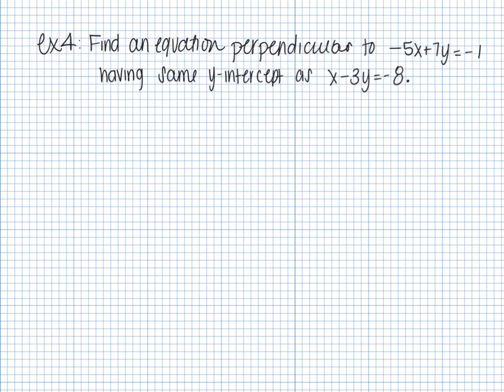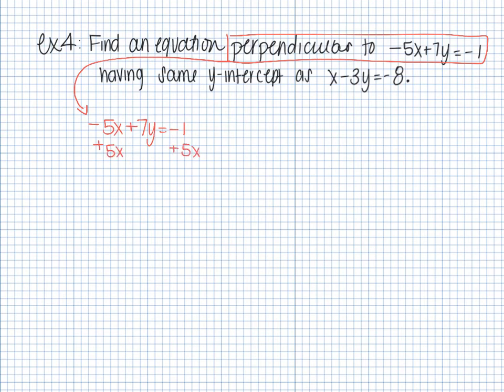All right, last example. Find an equation perpendicular to negative 5x plus 7y equals negative 1, having the same y-intercept as x minus 3y equals negative 8. So this is kind of like they've asked me two parts. First thing, I want to be perpendicular to this. So let's talk about what that means. Perpendicular lines have opposite reciprocal slopes. So that means I'm going to pull this thing apart, and I need to pull out the slope because my line, they want it to be opposite reciprocal. So I have this equation, solve for y because I need to get the slope out, and the easiest way to get the slope is to be in slope-intercept form.